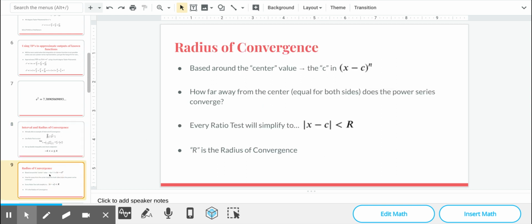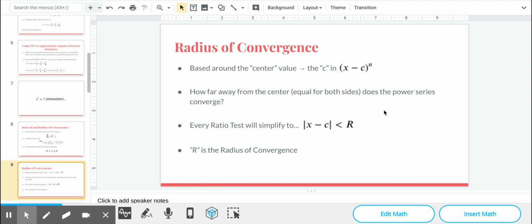And so we actually saw this already. Whenever I get to this point, and it has to look exactly like this, x minus c, not some number times x minus c, but just the absolute value of x minus c is less than some real number R, that is my radius. So again, you'll see this come through. We've actually already done it. We just haven't called it the radius. And R is in fact the radius of convergence. All right, so let's take a look at one.